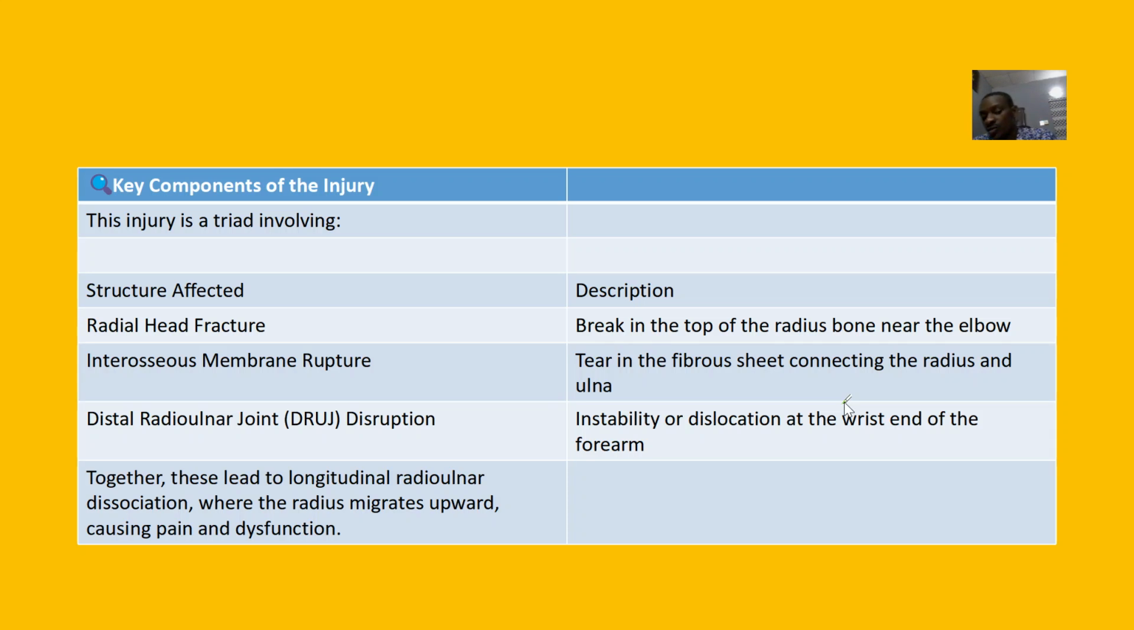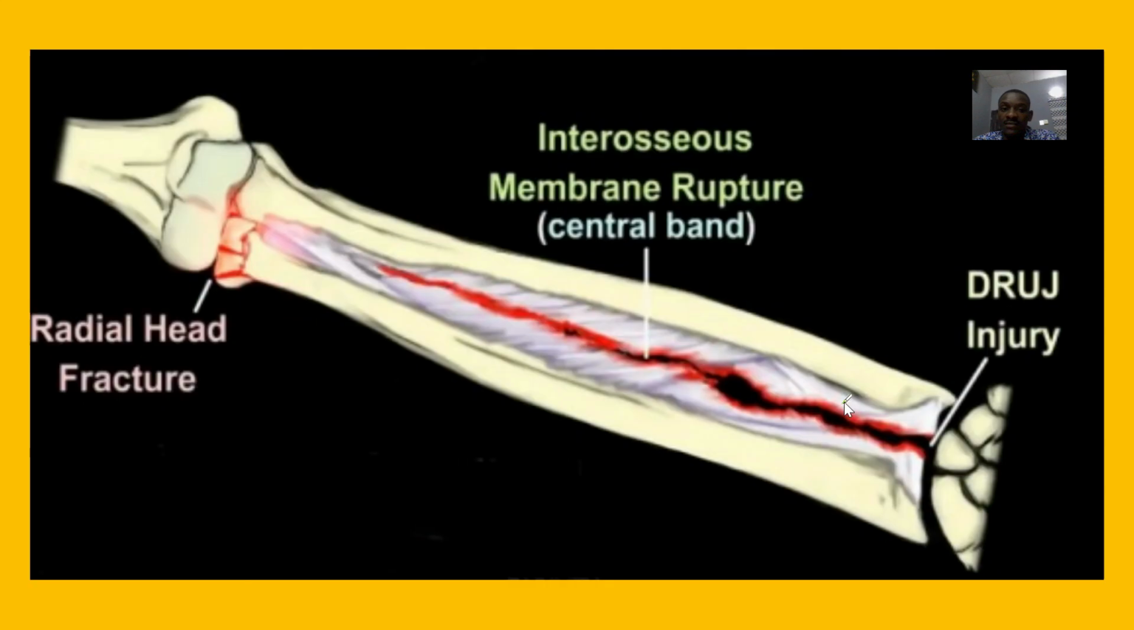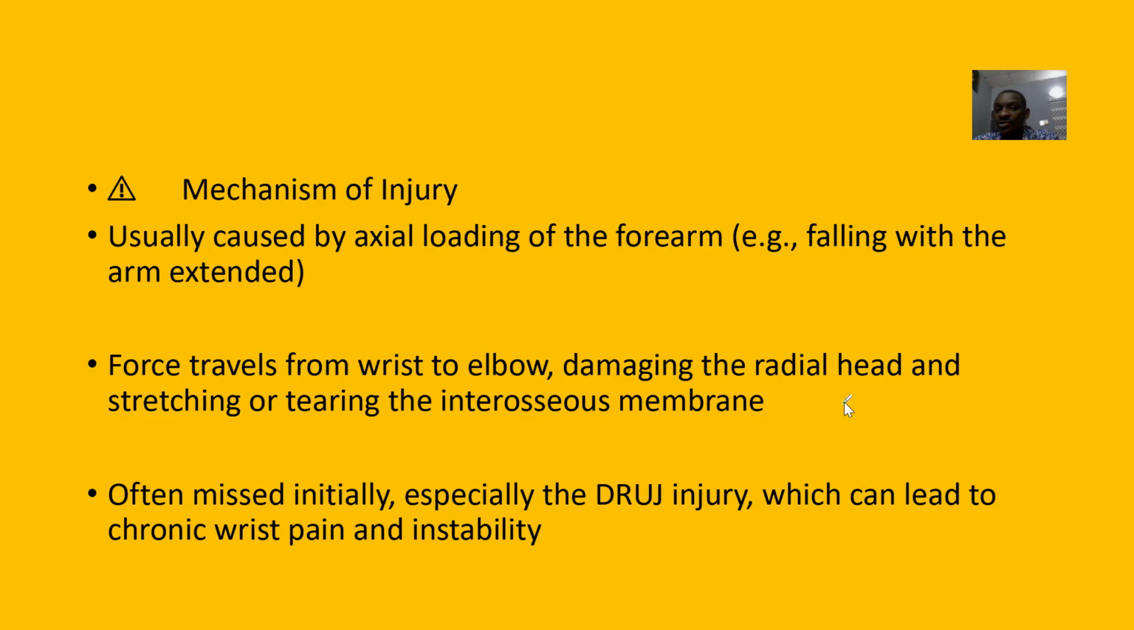With, of course, the interosseous membrane rupture being the most prominent thing you see there. The ruptured interosseous membrane is the thing they always talk about. So the mechanism of injury is axial loading of the forearm. Force travels from the wrist to the forearm, it damages the radial head, and it stretches or tears the interosseous membrane. Okay, so it's often missed initially, especially the distal radioulnar injury, which can lead to chronic wrist pain.